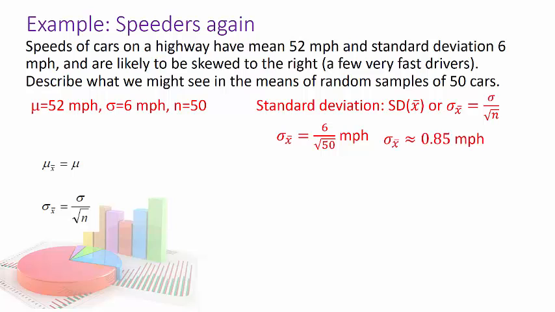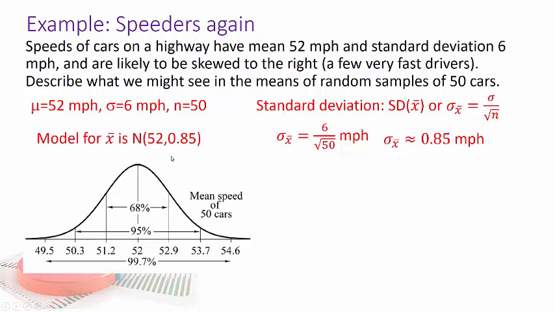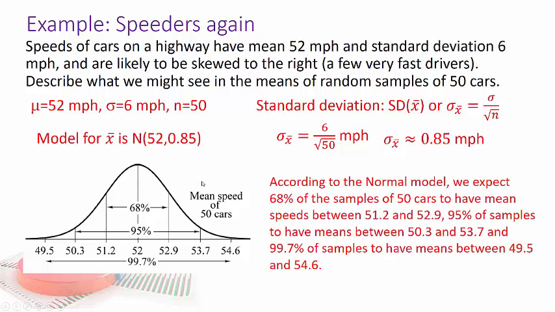We get 0.85. So that means my model for the means is a mean of 52, pretend that's 52, and a standard deviation of 0.85. So I draw my bell curve, my normal distribution with my 3 sigma on it. And the way I would describe this is according to the normal model, we expect 68% of the samples of 50 cars to have mean speeds.